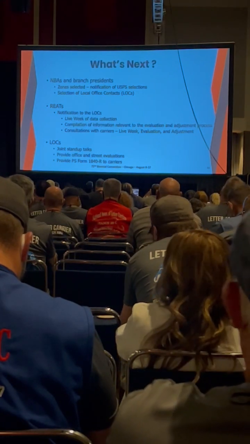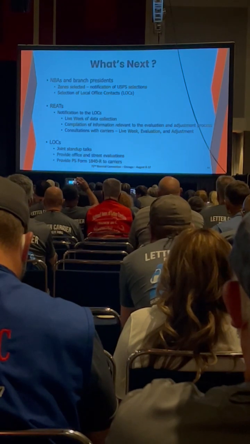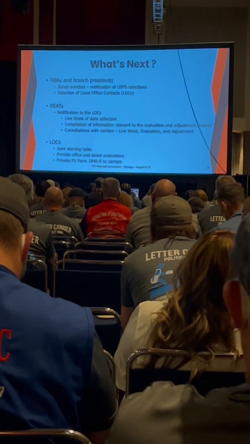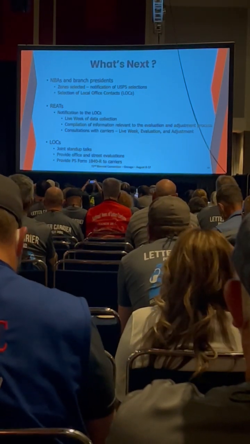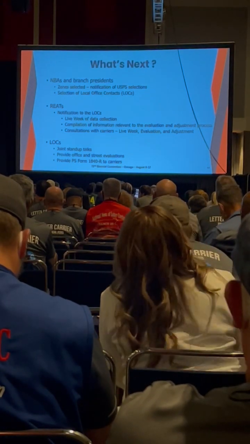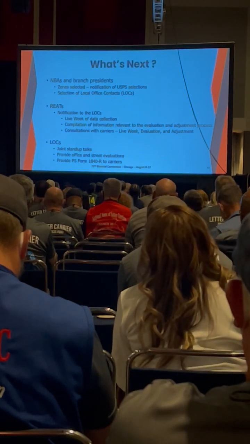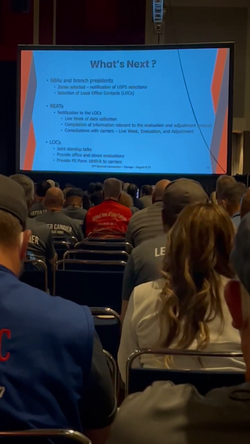So the zone selection period is over for the month of July, and the zones have been selected. So now we're going to start notifying those USPS selections and the NALC selections of the zones that have been opted into the selection period. The NBAs and the branch presidents are going to start choosing their local office contacts in each of these locations. The route evaluation and adjustment teams are going to start reaching out to those local office contacts.